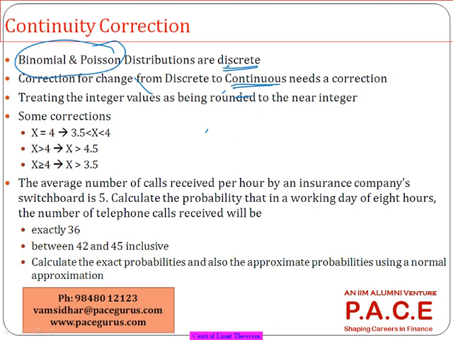So whenever we are talking of a conversion from binomial to normal or from Poisson to normal, we do what is called a continuity correction. The way they talk of continuity correction is something like this.